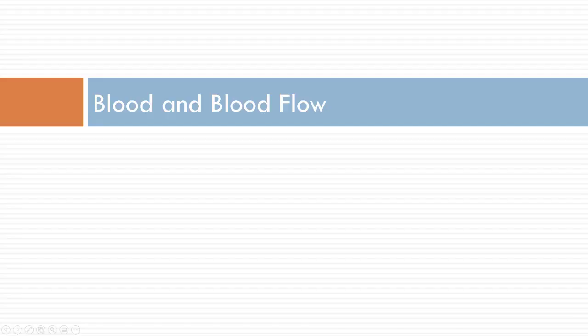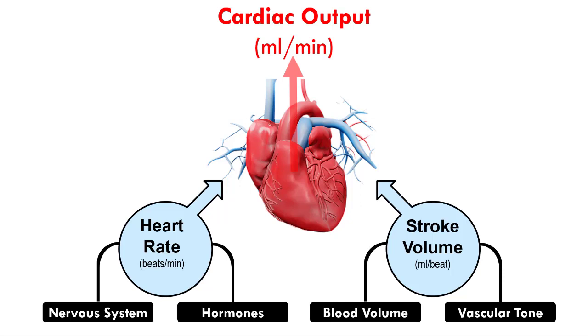So the last thing we'll talk about is the blood, and we'll look at the blood flow through the heart and the blood output. The first thing we talk about, particularly in exercise sciences, is cardiac output. This is how much volume of blood is coming out of the heart per minute, usually depicted in milliliters per minute. And this is a product of your heart rate times your stroke volume.